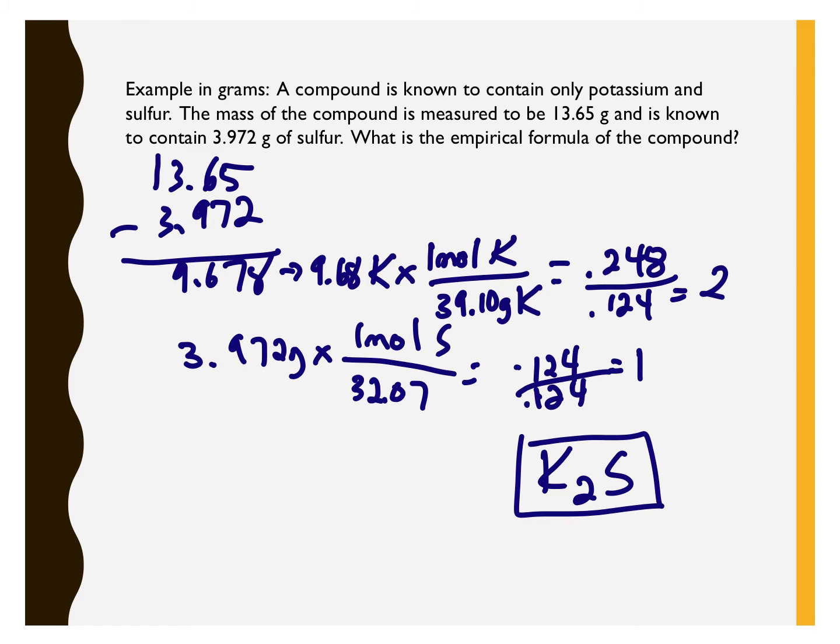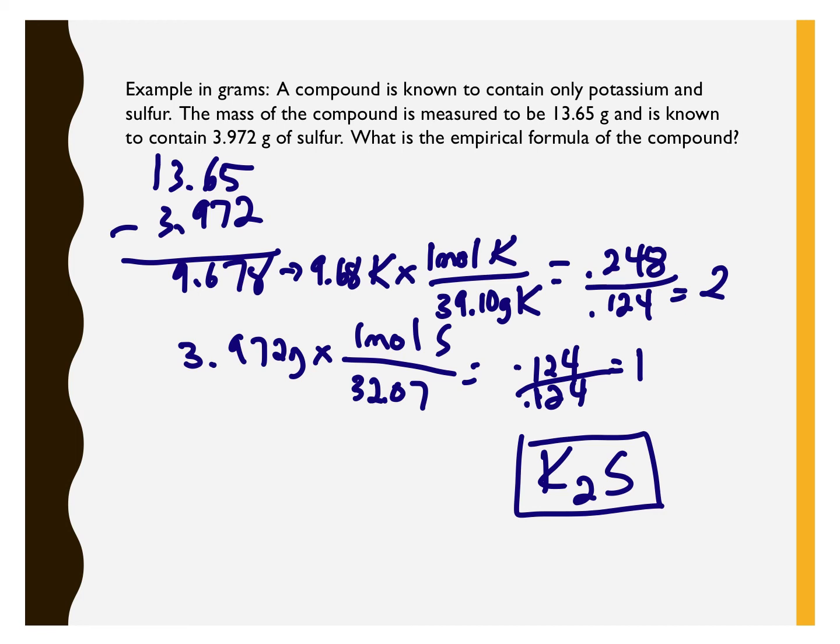All right, so sometimes they're not going to flat out give you the numbers, or they're going to give you grams. Here we know it's potassium and sulfur. We know the whole compound is 13.65 and sulfur is 3.972. The first thing we have to figure out is the mass of potassium, so we subtract 13.65 and 3.972. Either they used two different scales or they didn't write down a number or whatnot. My calculator tells me 9.678. I'm going to round that to 9.68 because the one answer only has 2 decimals.